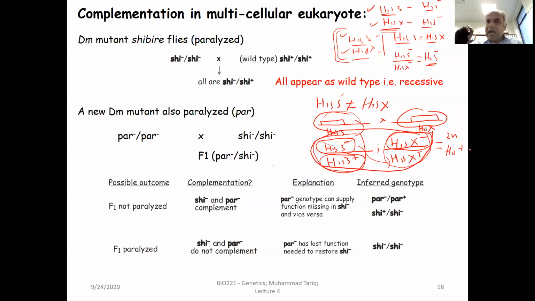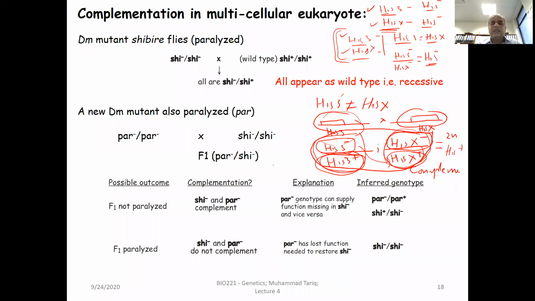Yes, sir. Now we call this, when this happens, we say complementation has taken place. So his X is complementing his 3 minus by providing the wild type copy of his 3 plus, and his 3 is complementing his X by providing the wild type copy of his X plus. Clear? Yes, sir. I think so.